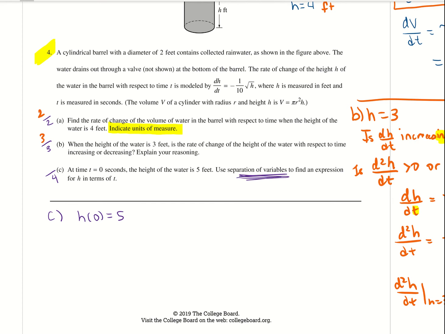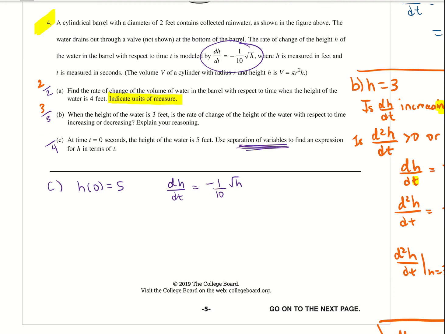I need to go back and find a differential equation that has dh over dt in it. This is what I'm starting with. I'm going to need to separate those variables and integrate in order to find the solution here for h. And because I have an ordered pair, this will be the particular solution.